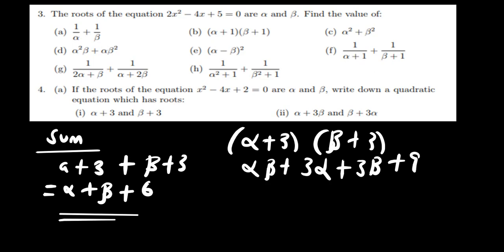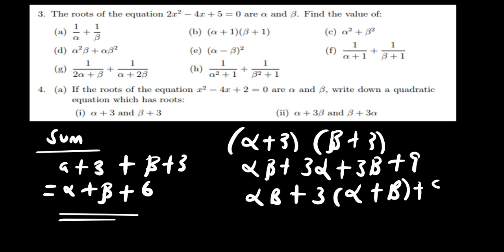So what do we do? I'm going to say alpha beta plus 3, and I'm going to factorize the 3, so I'll have alpha plus beta here, plus 9. Okay, now that I've factorized, I have to go to the original equation and find out what alpha plus beta is and what alpha beta is.